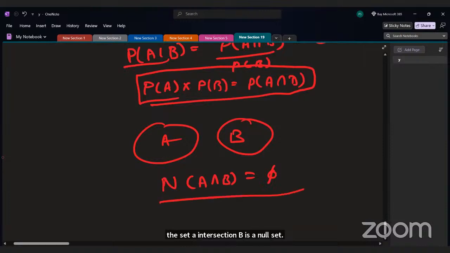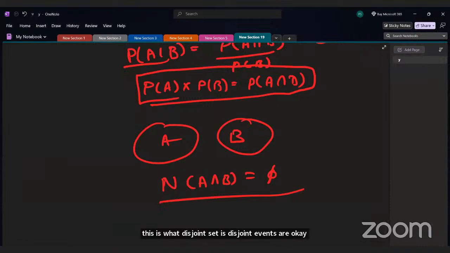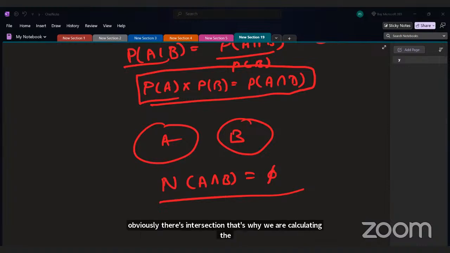Disjoint events are those. Sir, are both disjoint also? No, independent events need not be disjoint. Obviously there is an intersection, that's why we are calculating the probability of the intersection part. So they are not disjoint.